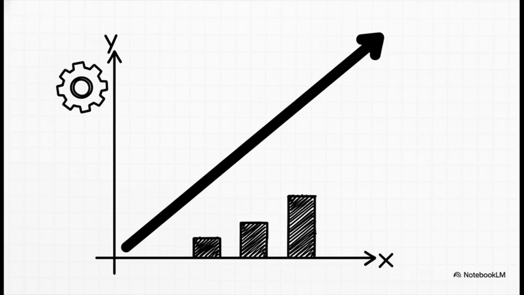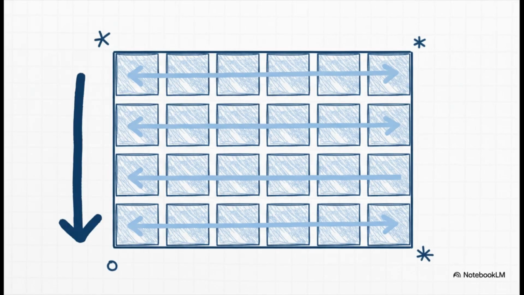So the graph for this one is just a nice straight line going up at a 45-degree angle. You double the input, you double the work. It's totally predictable. And for most things, this is perfectly fine. It's manageable. And now we get to the danger zone.